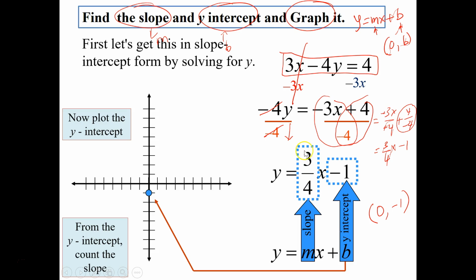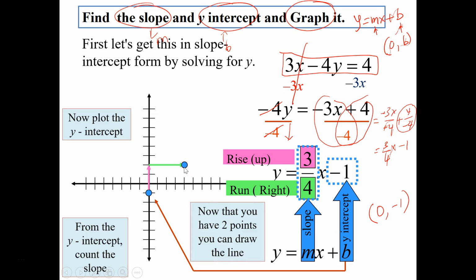Rise is always up and down, but positive is up. Therefore, from the y-intercept, you count 1, 2, 3 up. Then the run is 4. From here, you count 1, 2, 3, 4 in the positive direction, so you go 4 units to the right. As long as you have 2 points, you can draw the line by connecting them.